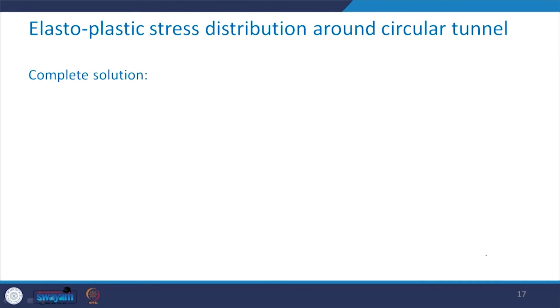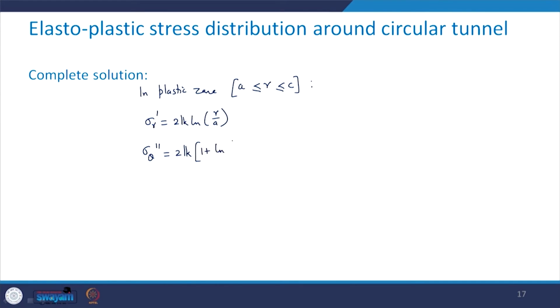So, let us try to write the complete solution here. First I write in the plastic zone, that is A less than or equal to r less than or equal to C. Your sigma r double prime is given as 2 kappa ln r upon A. Sigma theta double prime is 2 kappa 1 plus ln r upon A.